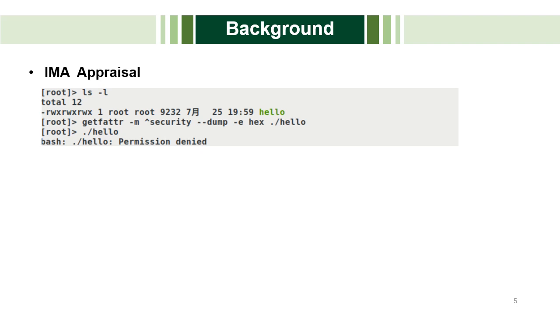The IMA appraisal mechanism supports local integrity validation and enforcement. It stores the reference value of the application hash in the local system. The measurement value is compared with the reference value each time the application is loaded. Only when the reference value exists and matches with the measurement value, the execution is allowed.